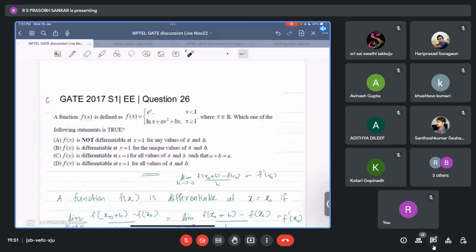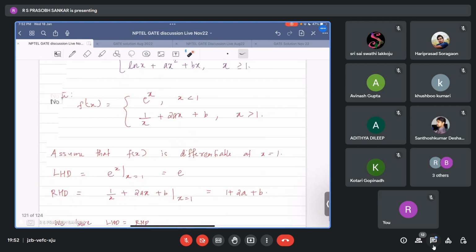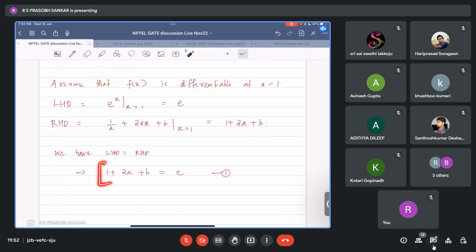So the answer is not C. That is fine, but we don't know whether it is B or whether it is not differentiable; will we come up with the condition later on? We don't know, but the answer is not C. So it's clear, right? This a plus b equal to e alone is not sufficient. We need to have the condition to be like this: 1 plus 2a plus b equal to e. That is the condition that we get from the property of the derivative.